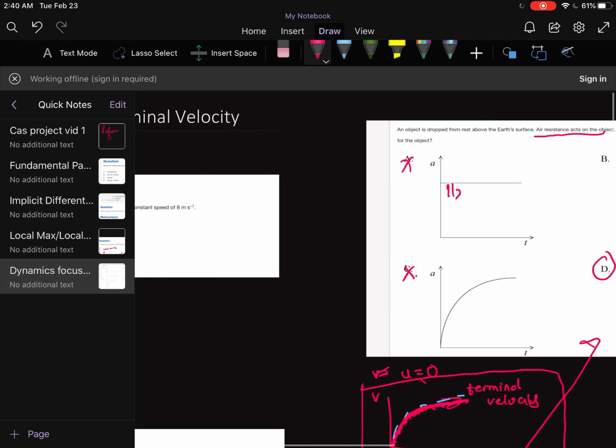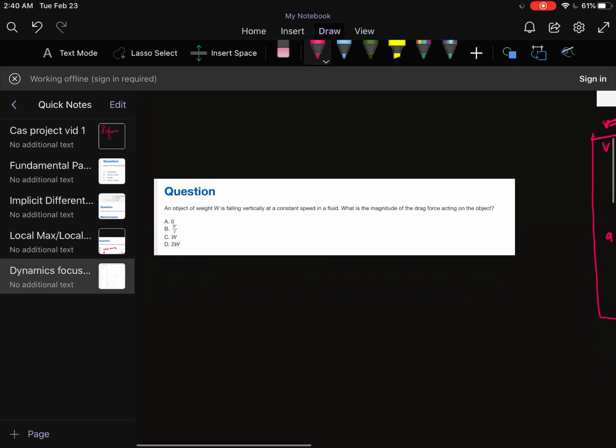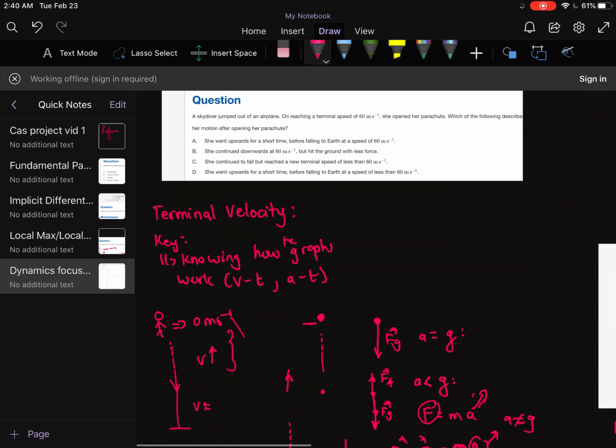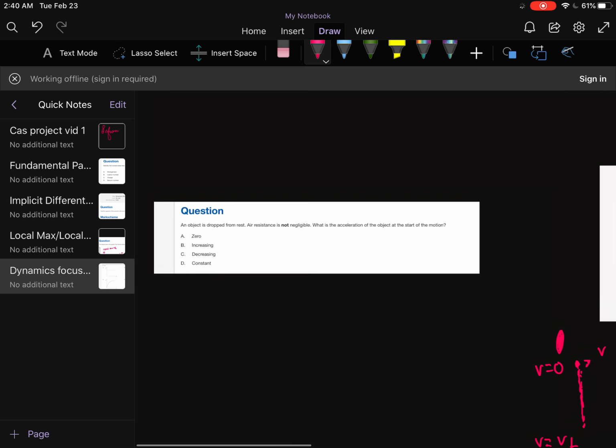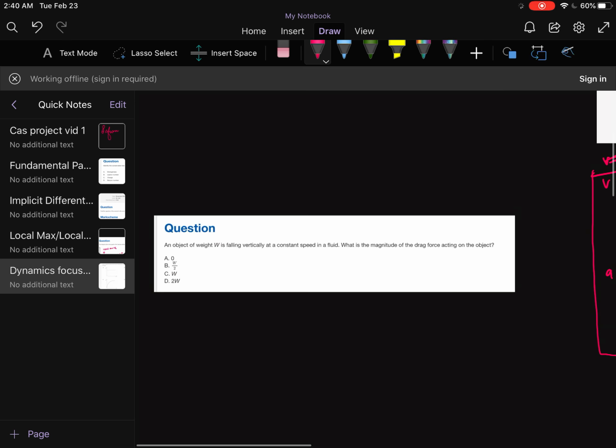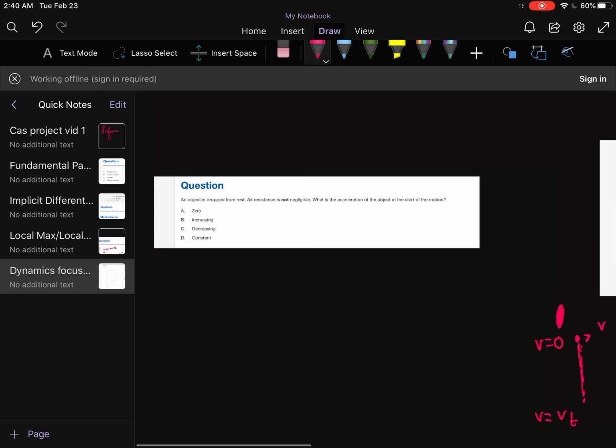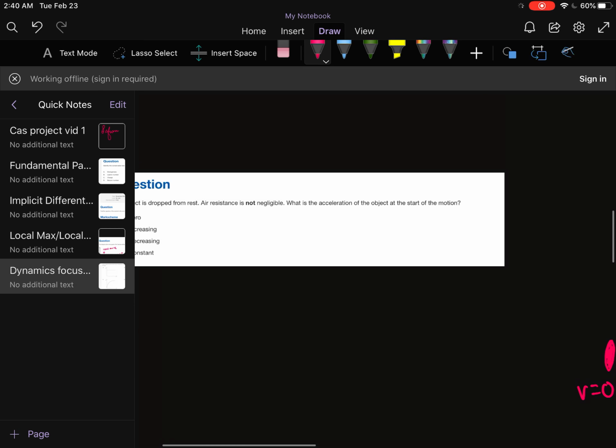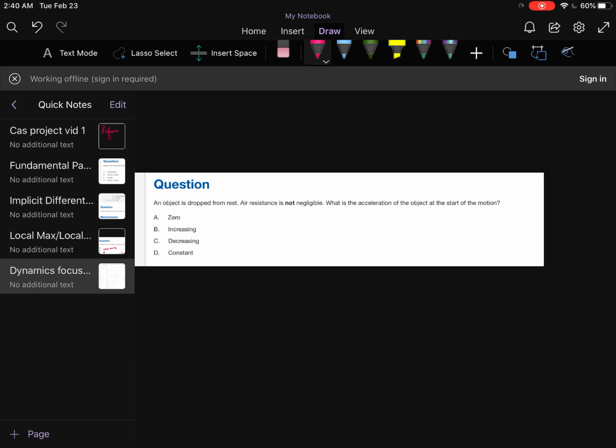Let's move on to slightly different types of problems. Let's try this one. So very similar concept. An object is dropped from rest. Air resistance is not negligible. IB will typically tell you negligible versus non-negligible.